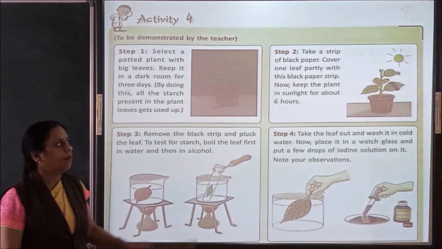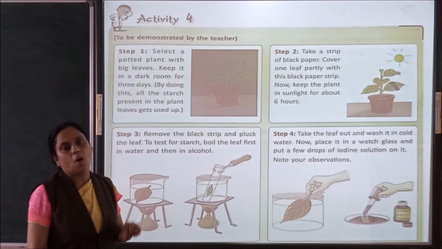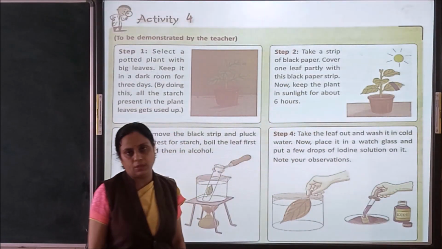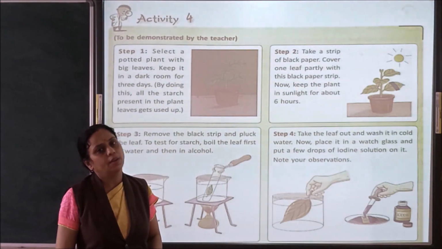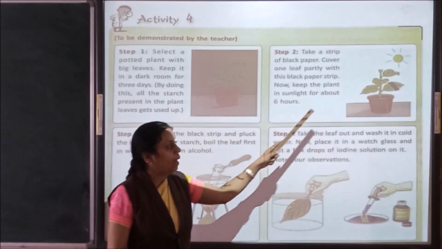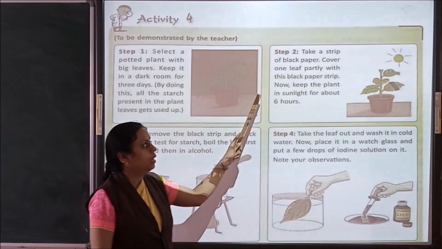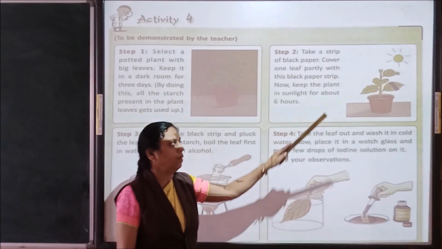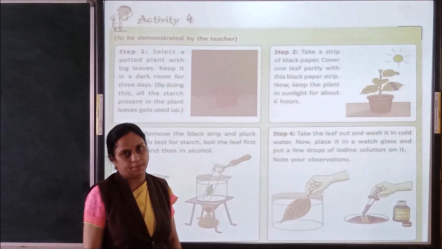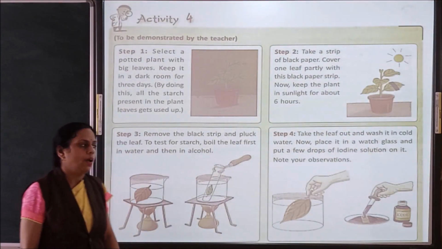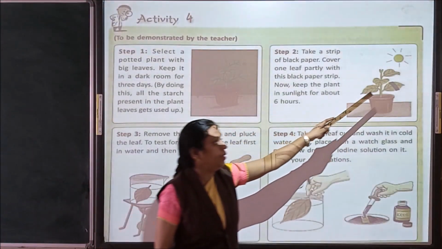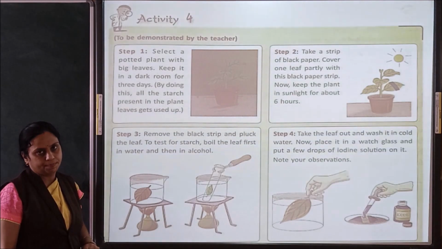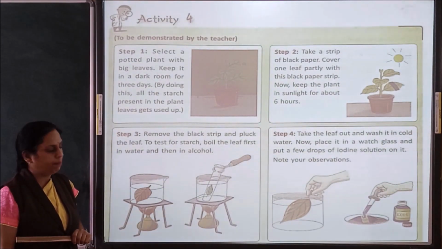After 3 days, you have to take a strip of black paper and cover one leaf partly with the black paper strip. Means a part of the leaf you have to cover with the black strip. And now keep the plant in sunlight for 6 hours. After 6 hours, you have to pluck this leaf and remove the black strip.